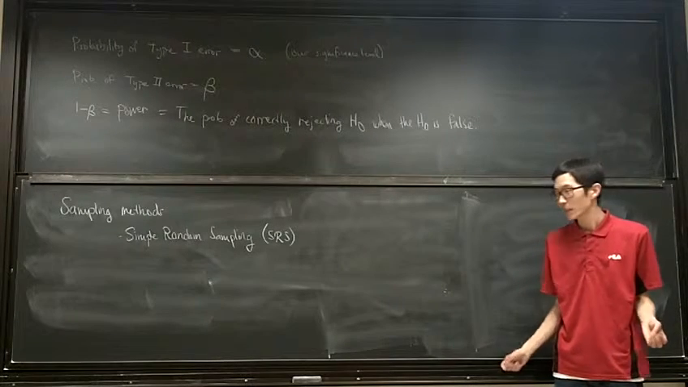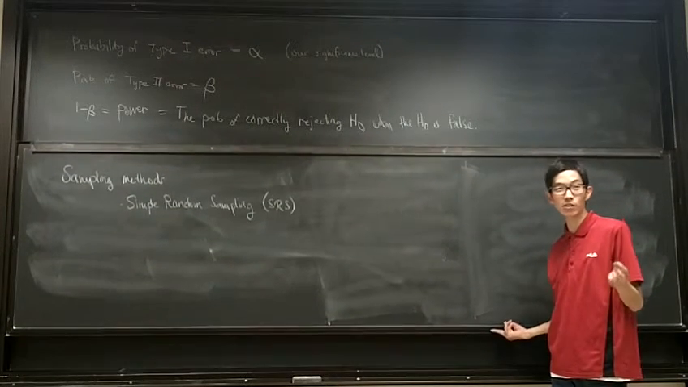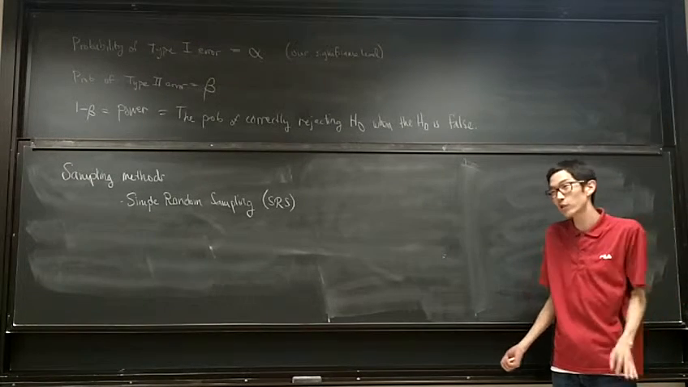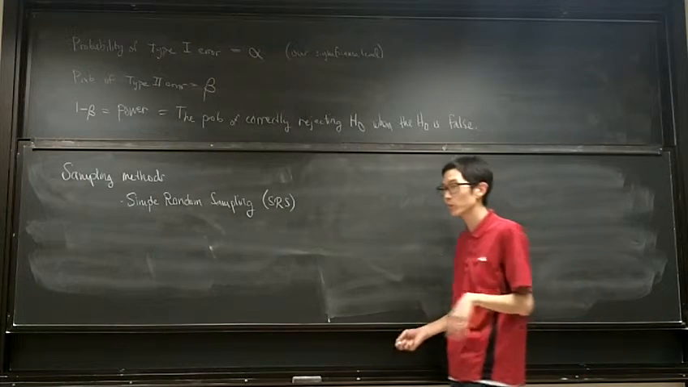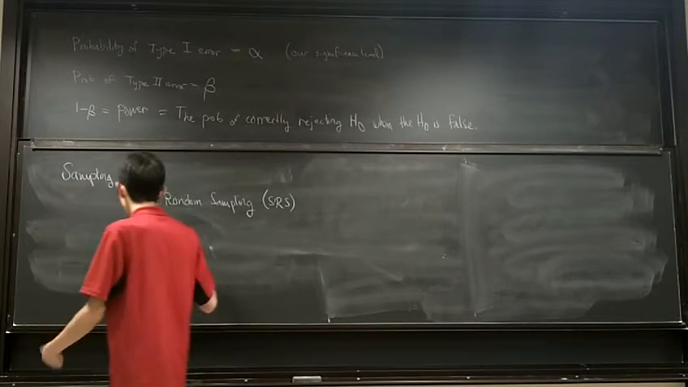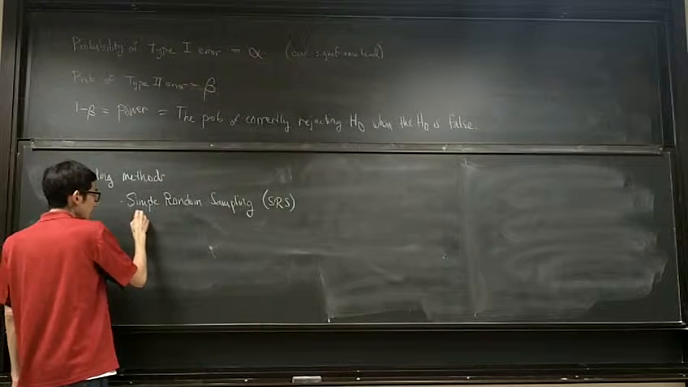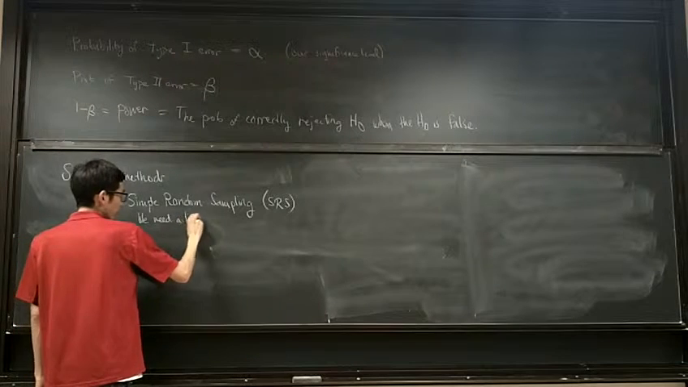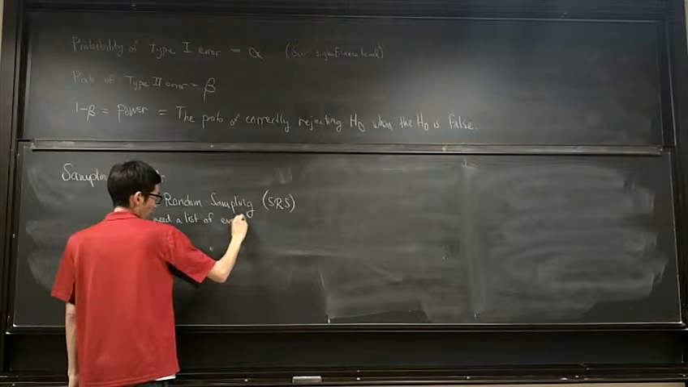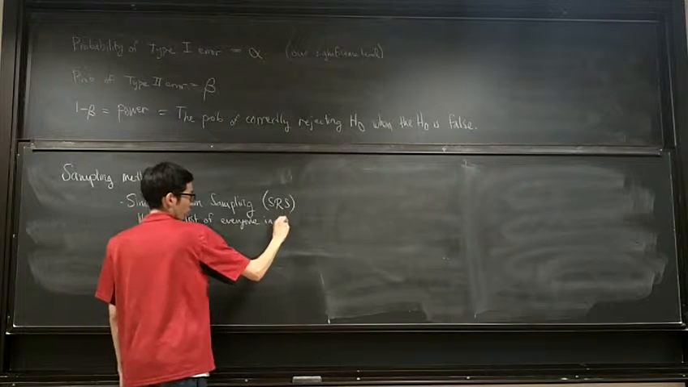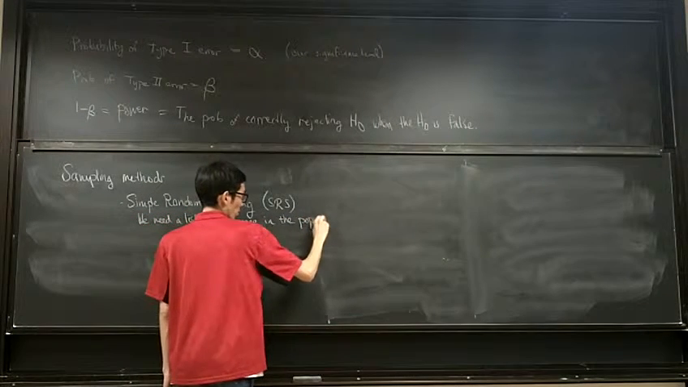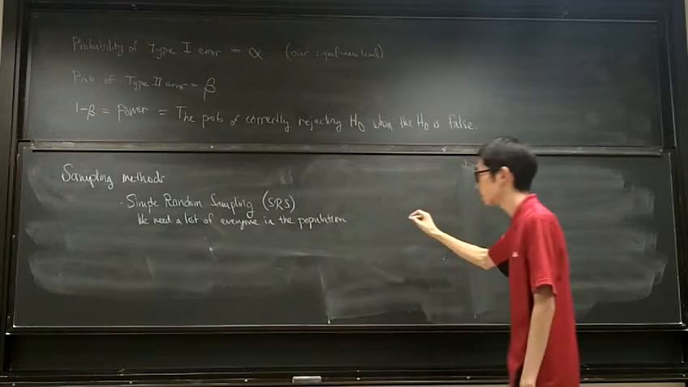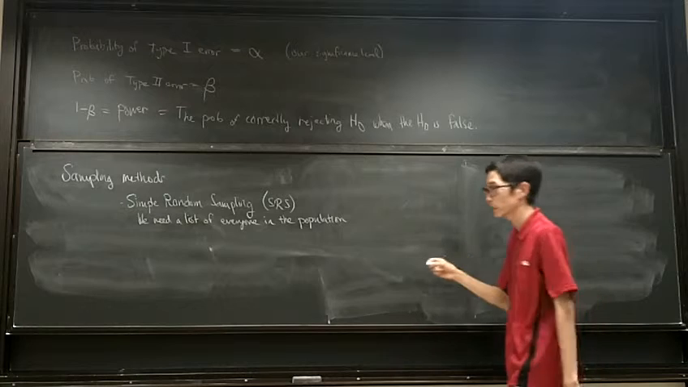Drawing names out of a hat? Yeah, drawing names out of a hat, or it requires us to know all the names to put into the hat, right? It requires us to know every single person in the population. Simple random sampling requires basically a list. So we need a list of everyone in the population, and we can draw from that list at random. We draw individuals at random from that list.